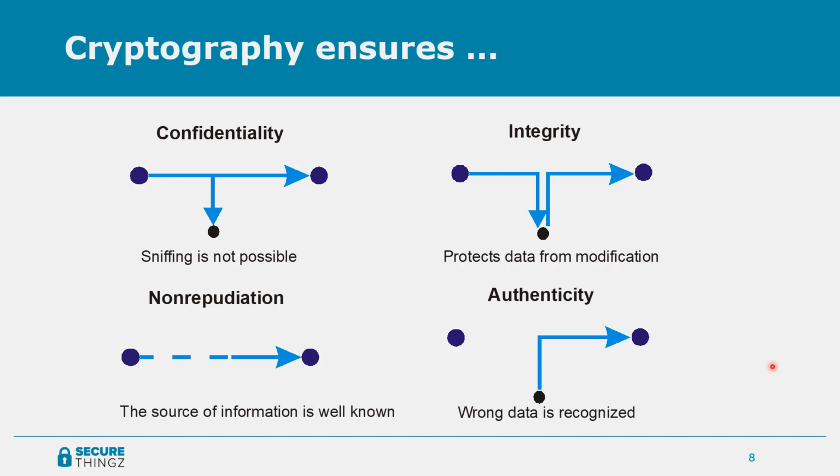So cryptography ensures these four key elements. Confidentiality, so basically sniffing is not possible, the information is encrypted, and if a man in the middle is looking at the data, he cannot get at the actual underlying information. Integrity, this protects the data from modification. Non-repudiation we've covered, this is where the sender cannot deny that they sent it. And authenticity, so wrong data can be recognized. These are very important factors that cryptography gives us in the IoT world.